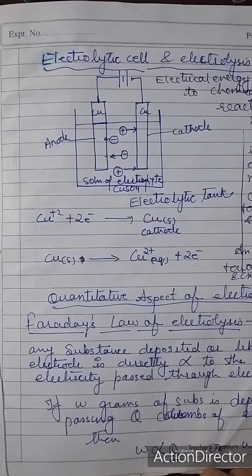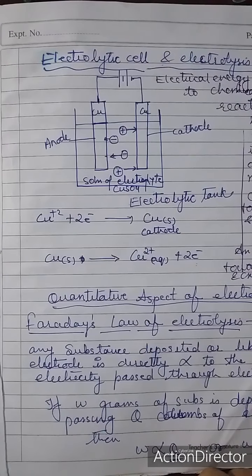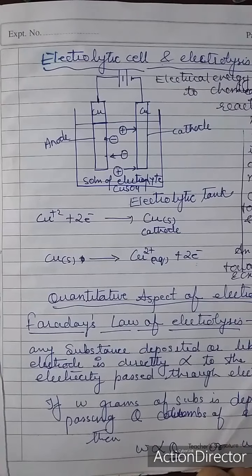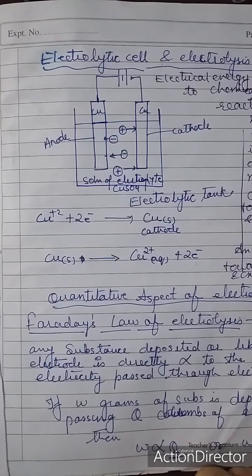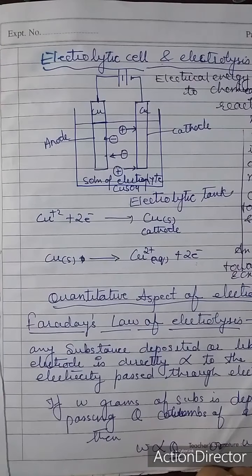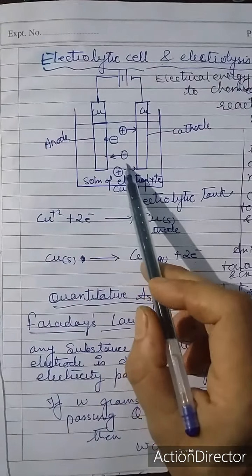Today I will talk about electrolytic cell, electrolysis, and what is the quantitative aspect of electrolysis. As we have discussed earlier also, electrolytic cell is the one in which electrical energy is converted into chemical energy. So reactions, they are non-spontaneous. So let us see this cell.